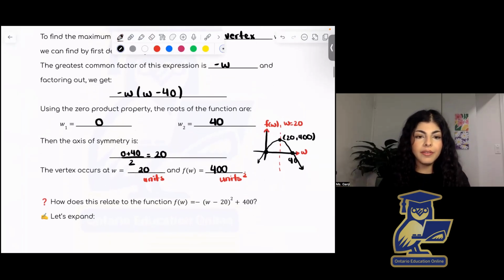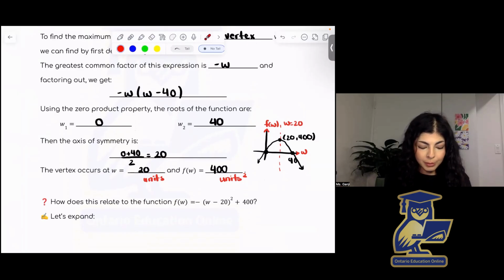Now I've given you another function, which is f of w, and it's very similar to the things that we just saw. I want you to take a moment and think, how does this new function relate to all the work that we just did?